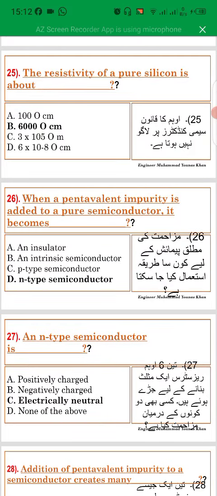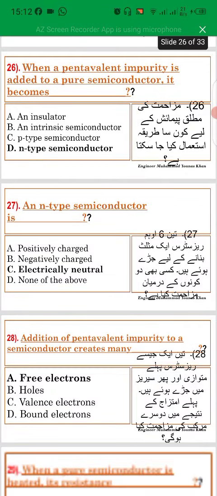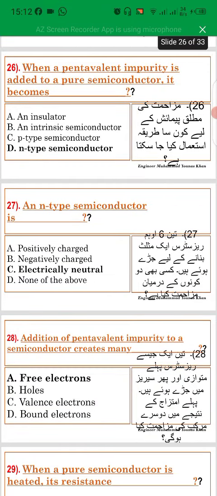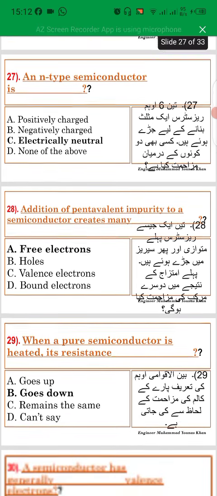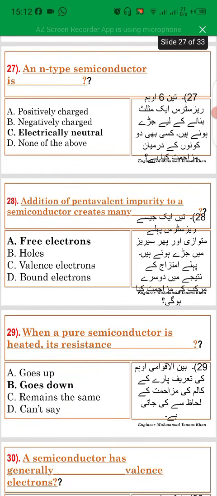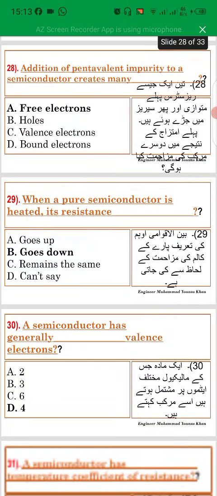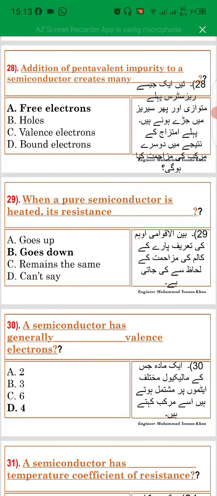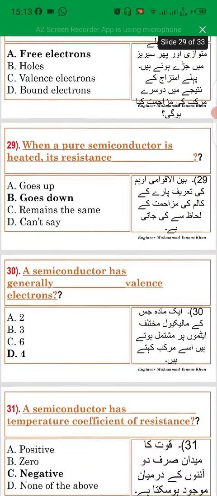The resistivity of pure silicon is about 6,000 ohm-cm. When a pentavalent impurity is added to a pure semiconductor, it becomes an n-type semiconductor. An n-type semiconductor is electrically neutral. Addition of pentavalent impurity to a semiconductor creates many free electrons.